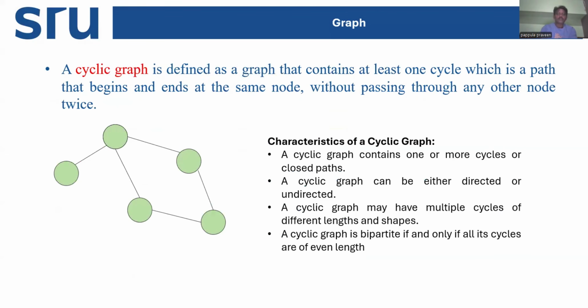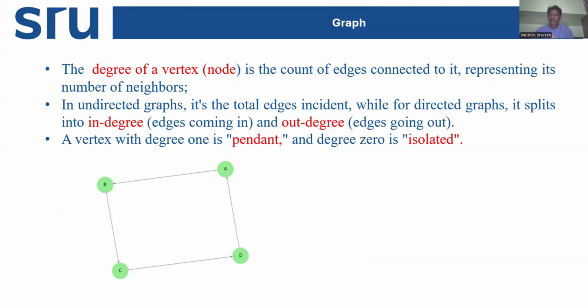Now, this is the degree: in degree and out degree, as well as degree sequence and degree spectrum. The degree of a vertex is the number of edges connected to it, which represents the number of neighbors. What are the neighbors of B? One is A, another one is C. A's neighbors are D and B. C's neighbors are B and D.